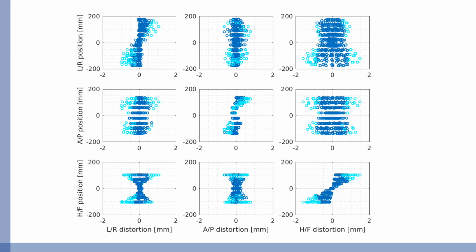Thus, there are 9 quantities to convey. This 3x3 set of graphs shows the spatial dependence of the distortion. It is not an output that we expect to be used on a daily or weekly basis, but rather is intended for the sophisticated user who wants to understand the spatial pattern of the distortion.